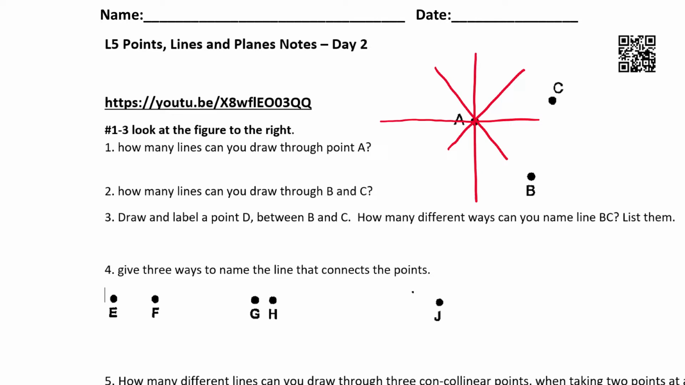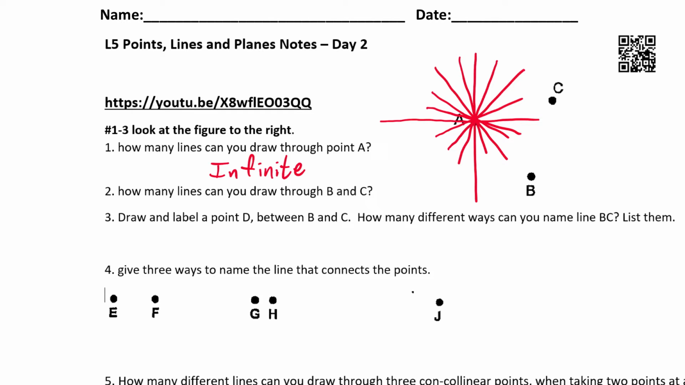Can I draw more than that? Can I draw one here? Here? Here? Here? Could I draw more than that? I mean, I could keep going here. I could keep just going. So how many do you think I could draw through A? Infinite. Good. An infinite amount of lines. Through one point, you can draw an infinite number of lines.